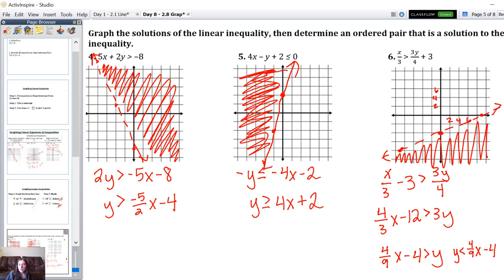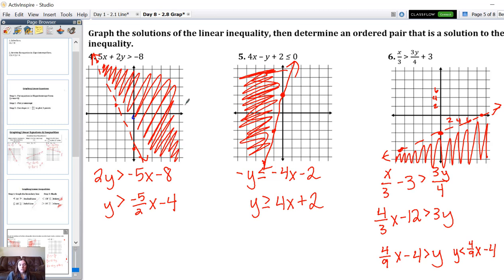Now, the rest of the directions say to determine an ordered pair that is a solution to the inequality. A solution to these inequalities is anything that is either in the shaded region or on a line if that line is solid. So we're going to pick some coordinate point that is either on a solid line or somewhere in the shaded region. If it's a dashed line, we can't pick any of the points that are on that line, but we can still pick anything in that shaded region.